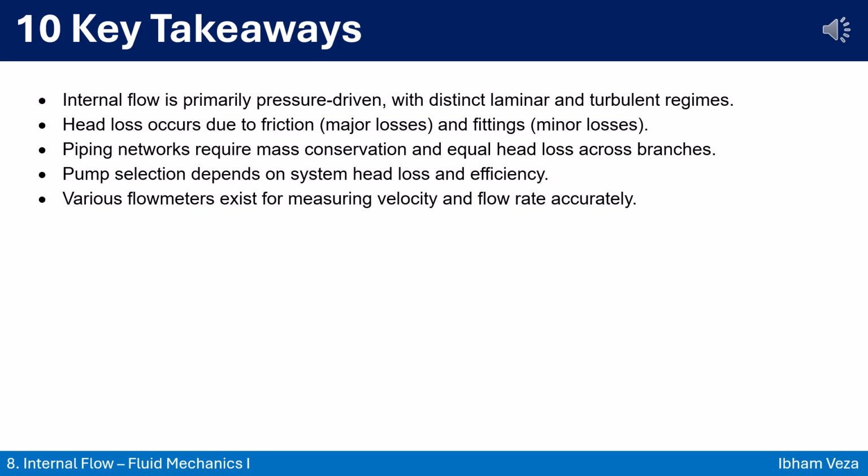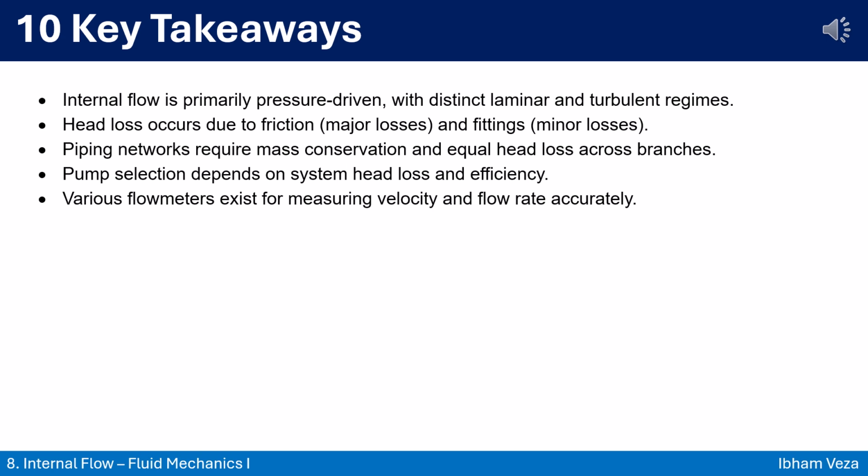In piping networks, we apply conservation principles. For pipes in series, the flow rate stays the same while the losses accumulate. In parallel branches, the pressure drop remains constant while the total flow divides among paths. Pump selection isn't guesswork. It requires matching the system's needs with the pump's capabilities. This means calculating the total head and using the pump curve to find the operating point that maximizes efficiency.